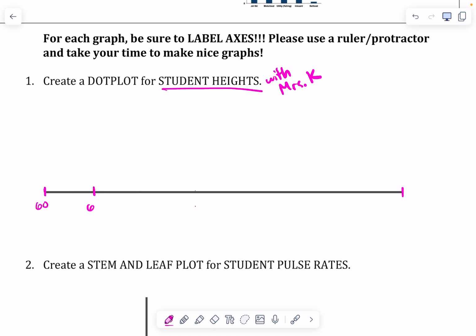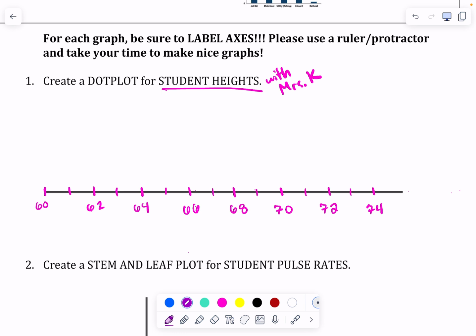I'm going to go 62, so that means this is 61. 64, 66, 68. If you want to get a ruler and make this exactly the same apart, go right ahead. 72. We'll go 74. Something of that nature, and then I'm going to do my little tick marks. You don't have to label every single one. I'm only going to label the evens. So if I'm the shortest one, I am 60 and a half.